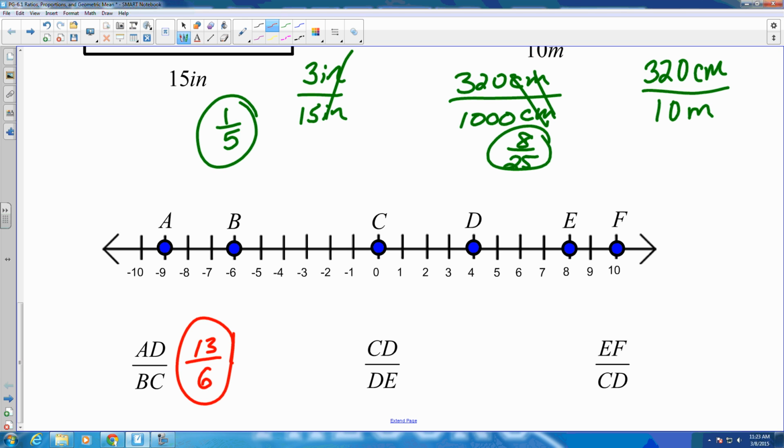Going to the next one, I have CD. CD is 1, 2, 3, 4, so it's 4 units away. And DE is 1, 2, 3, 4 units away, so my ratio is 1 to 1. And then finally, EF is 1, 2 units away, and CD is 1, 2, 3, 4. So the ratio of these two values is 1 to 2. Okay.